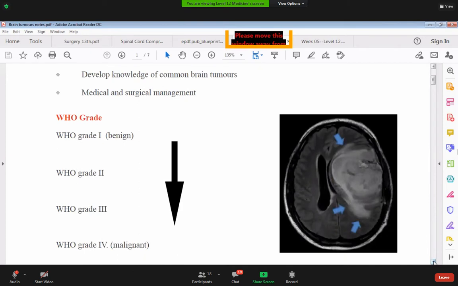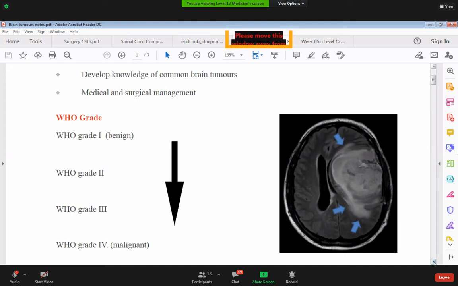The WHO grading of the brain tumor has 4 grades, and out of these, grade 1 is considered the benign variety of the tumors of the brain, and grade 4 is the definitive malignant variety, like the glioblastomas. So grade 4 are the malignant varieties and grade 1 are the definite benign varieties, and grades 2 and 3 are in between the two varieties.